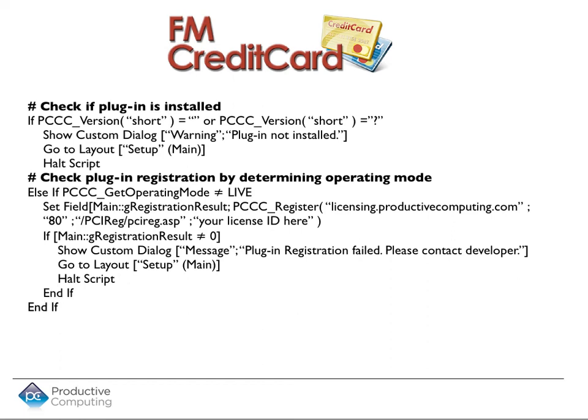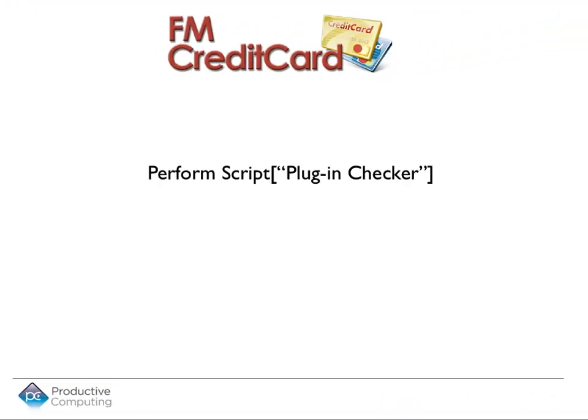Once you have created the appropriate plugin checker script, you can now simply add this script step at the beginning of any scripts using the plugin functions. There are various ways you can implement and write a plugin checker script. The version, get operating mode, and register functions are explained in further detail in the plugin documentation. This is just one example to get your creative juices flowing.